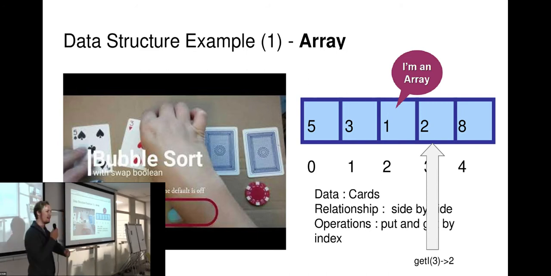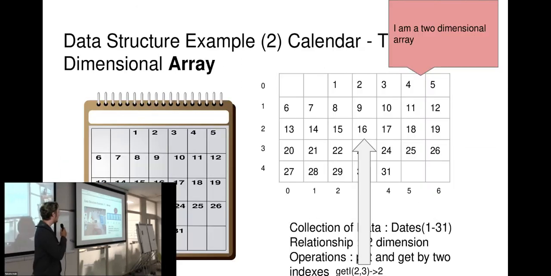Again, same thing. What can we do? We can put something at number 1. Put a card at number 2. Take a card from number 4. We can put and take from different places. That's it. Okay, let's look at another data structure. So what's the next slide?